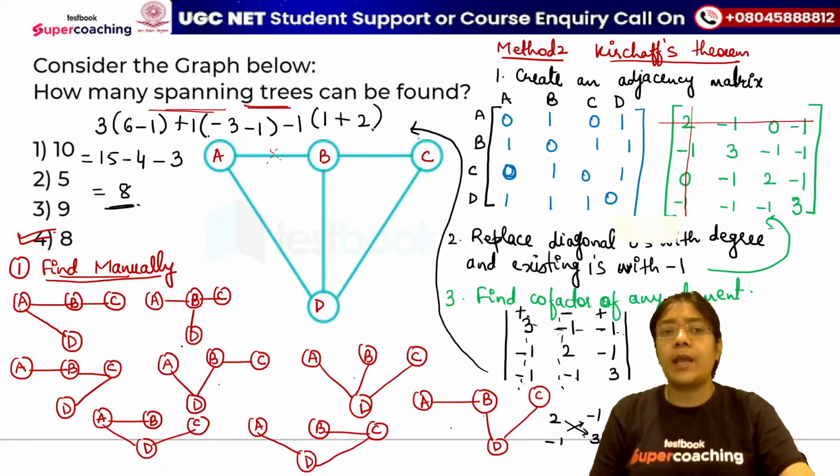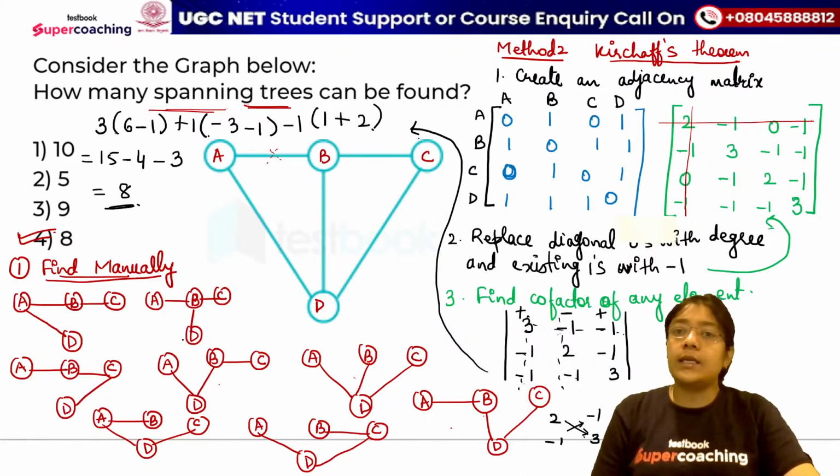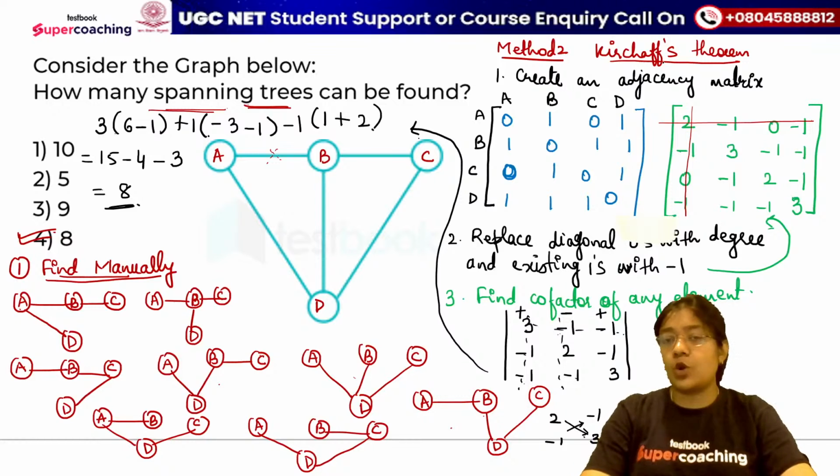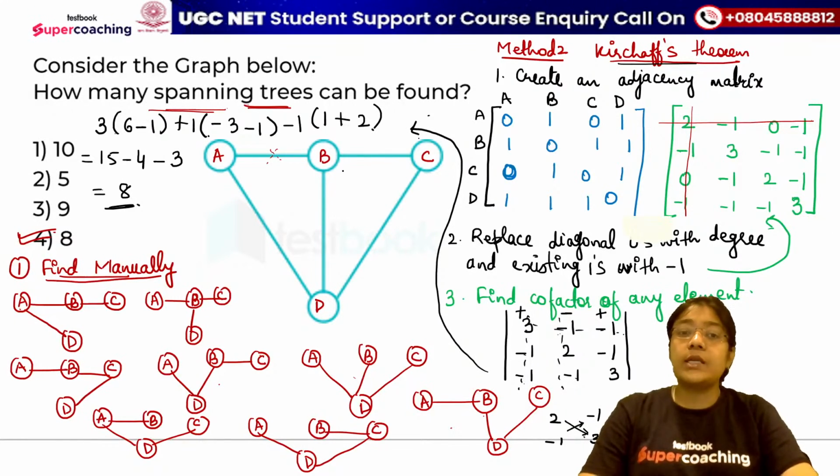Anyhow answer same आएगा. Manually एक बार गलत आने के chances हो सकते हैं, but Kirchhoff's theorem always returns the correct answer if you want to find out the number of spanning tree. But Kirchhoff's theorem से आंसर तभी आएगा if you are comfortable with finding the cofactors. Step 1 में हमने क्या किया? I repeat this process again. In step 1 we have created the adjacency matrix for the given graph.